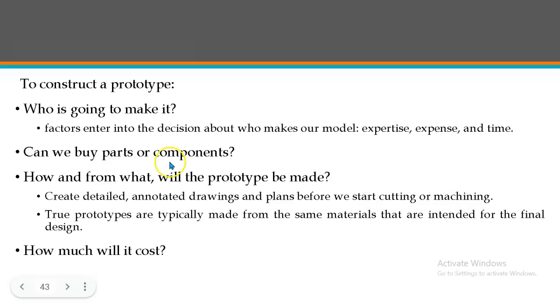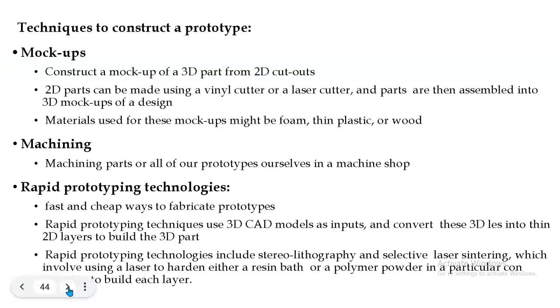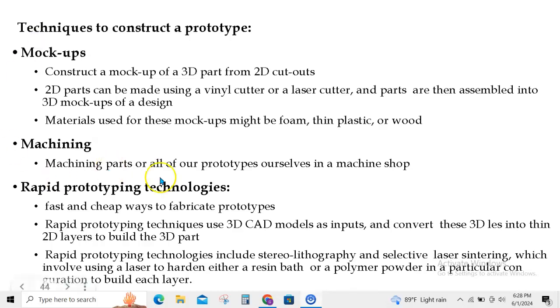In order to make a prototype, you have to know who is going to make it, whether the components or parts can be bought, where the prototype is to be made, and what the cost is. In order to construct a prototype, you can make it either 3D or 2D. Then there can be rapid prototyping by making use of CAD models.